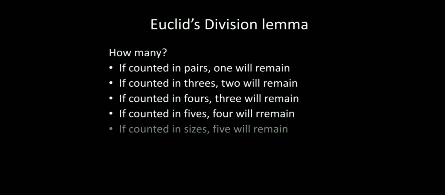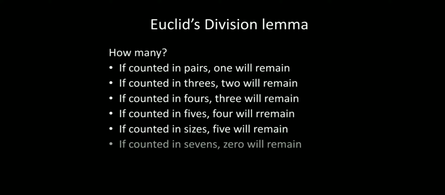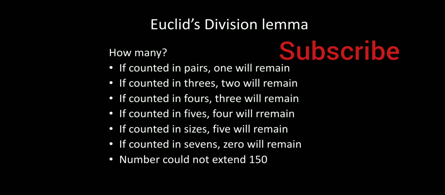So if counted in pairs, 1 will remain. Means if counted in pairs, the quotient is 2 and the remainder will be 1. If counted in threes, 2 will remain. Means if the quotient is 3, 2 is the remainder. If counted in fours, 3 will remain. Means if the quotient is 4, remainder is 3. If counted in fives, 4 will remain. Means the quotient is 5. If the quotient is 5, 4 will be the remainder.